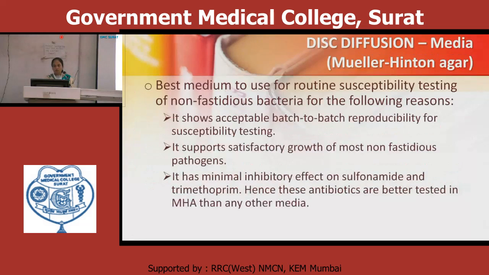Media: Mueller-Hinton agar is the best medium to use for routine susceptibility testing of non-fastidious bacteria for the following reasons. It shows acceptable batch-to-batch reproducibility for susceptibility testing. It supports satisfactory growth of most non-fastidious pathogens. It has minimal inhibitory effect on sulfonamides and trimethoprim. Hence, these antibiotics are better tested in MHA than other media.